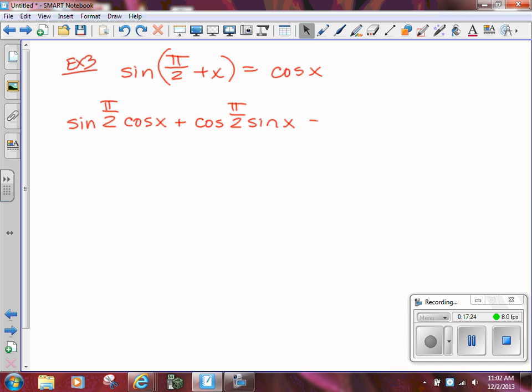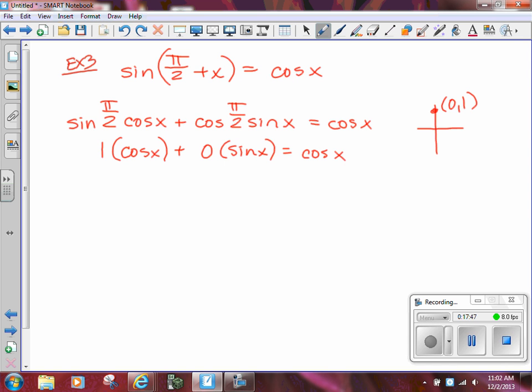Is that right? Okay. Pi over 2, what is that? 0, 1. Okay. Sine of pi over 2, what is it? 1 times cosine x. What's cosine of pi over 2? 0. We want that to happen. Why? Because it's going to cancel everything out for us. Which 1 times cosine is?